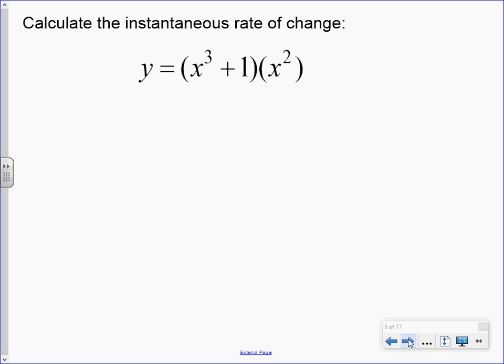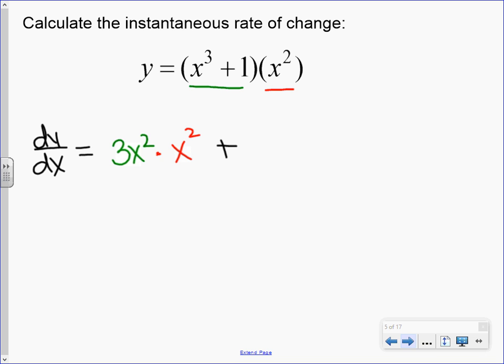Okay? Our option today: is this written as a product of 2 functions? Yes, we have f of x times g of x. So if we wanted our derivative, we would take the derivative of the first function, 3x squared, and multiply it times the second function, plus the first function multiplied by the derivative of the second.